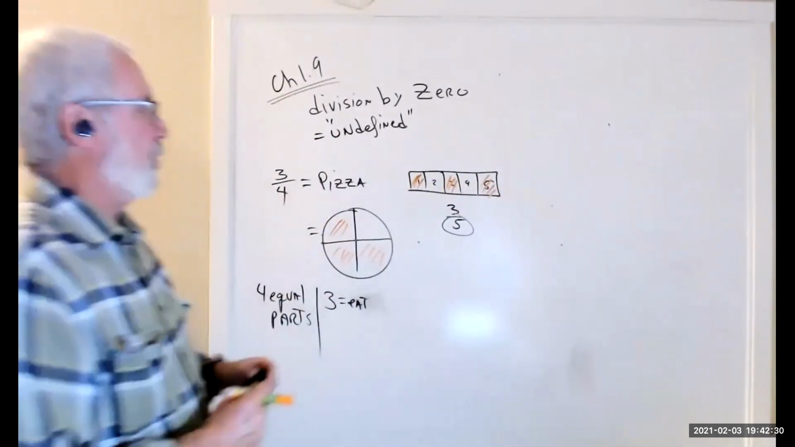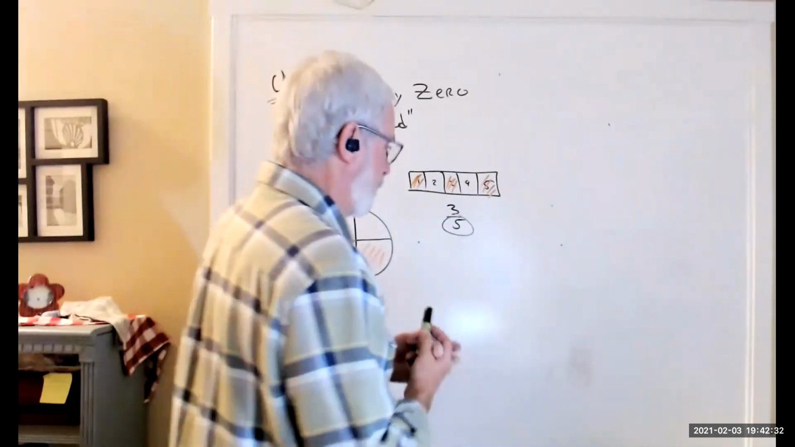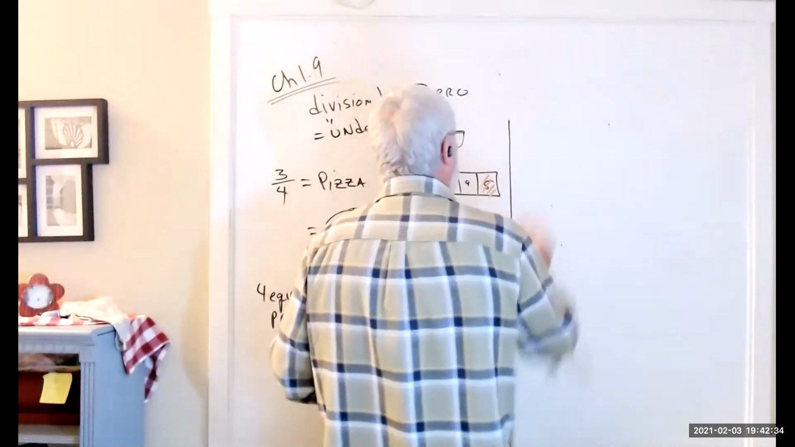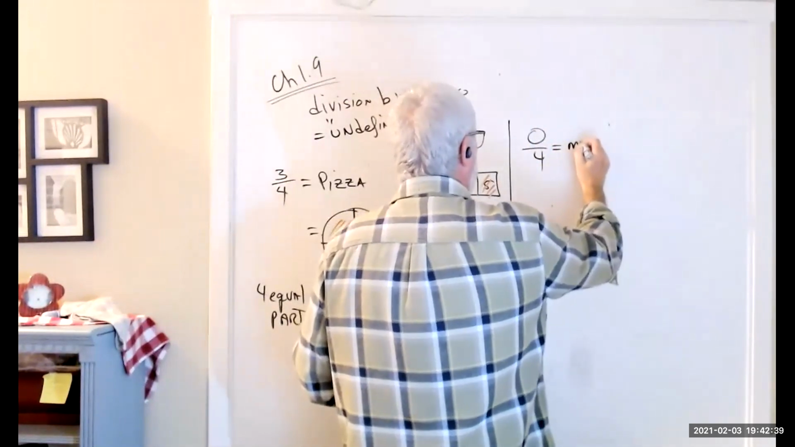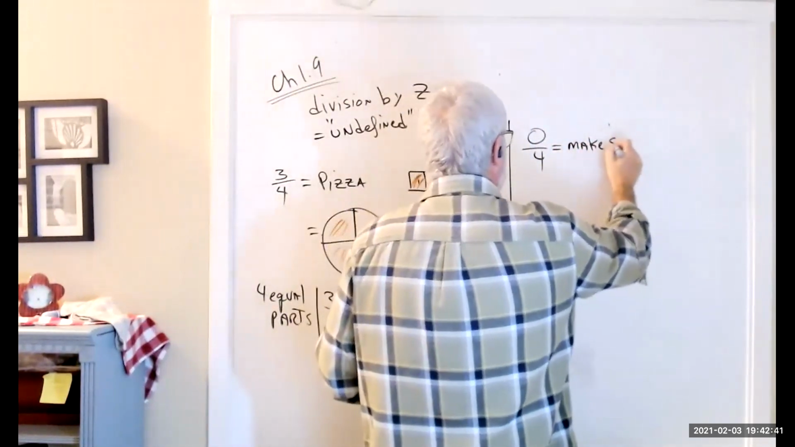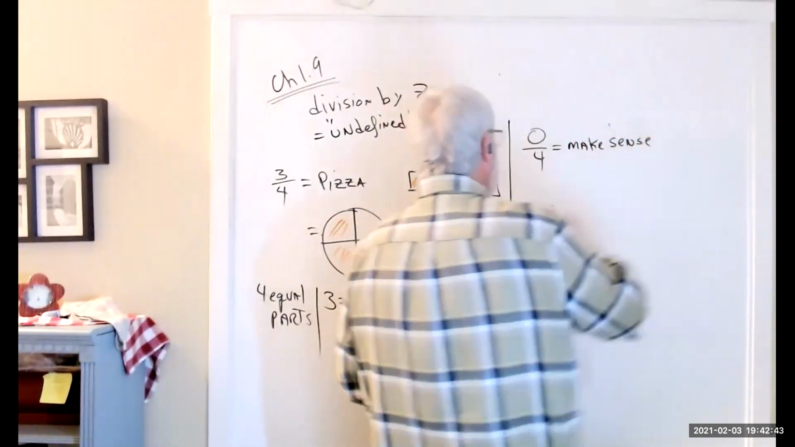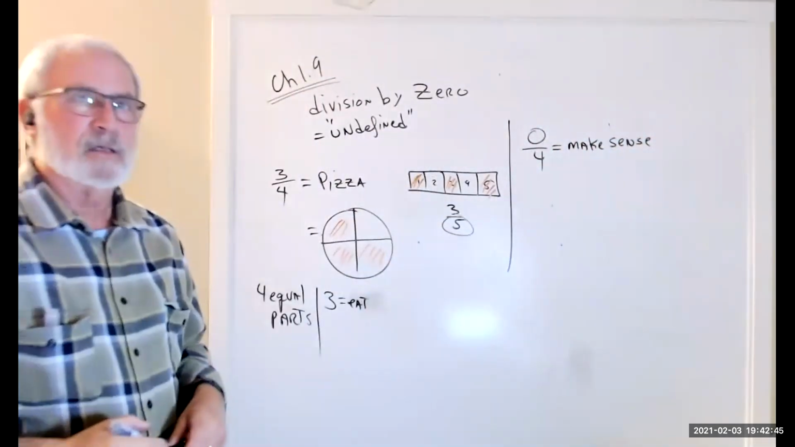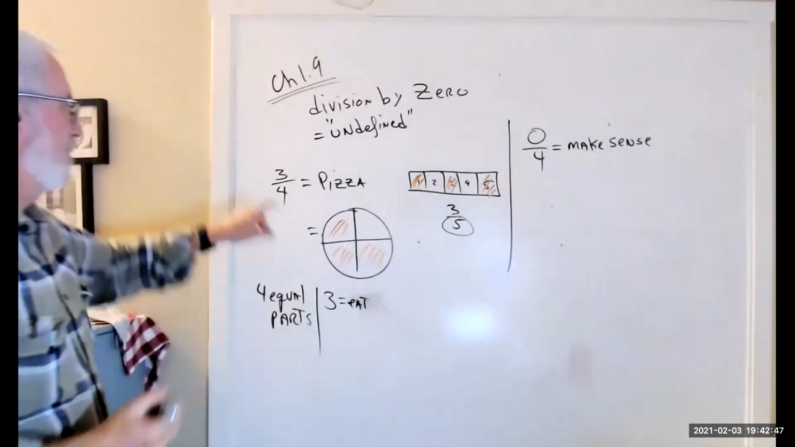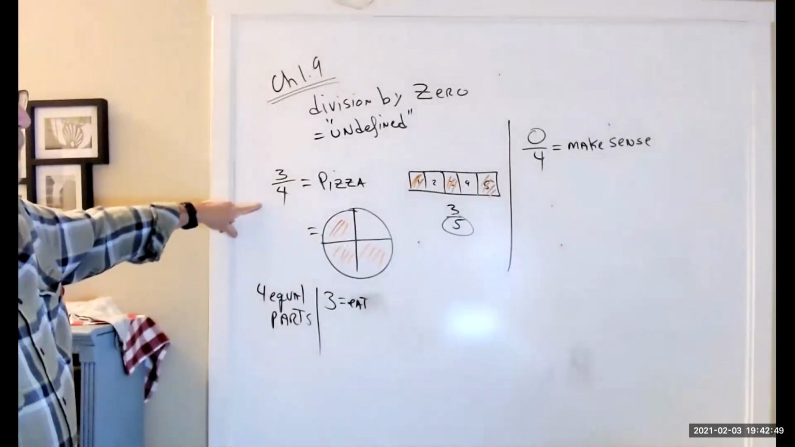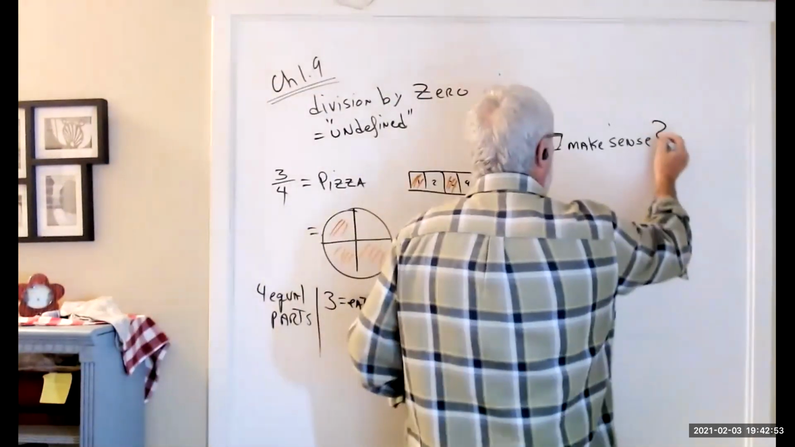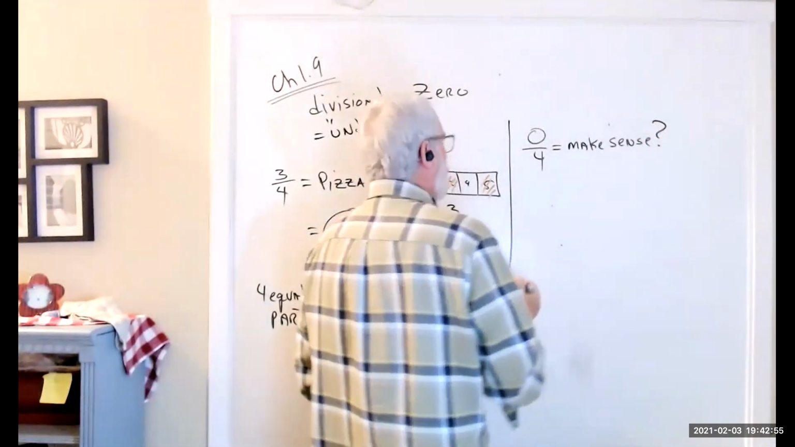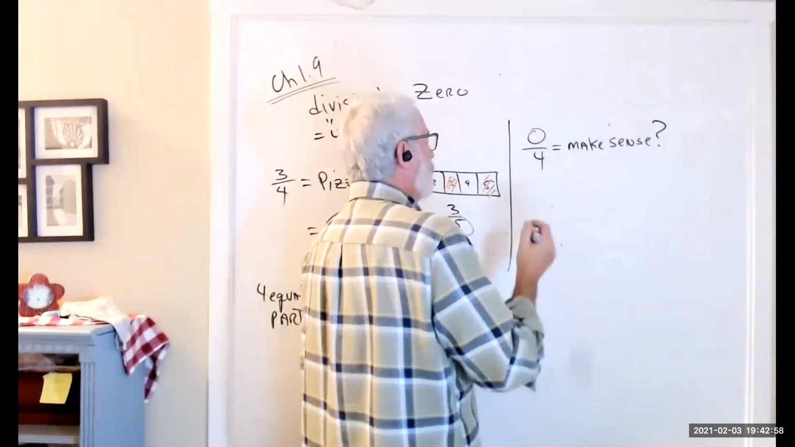Okay, so here's my first question to you. Does 0 out of 4 make sense? Use the pizza concept. What would that mean? 0 out of 4. No pieces. You have eaten nothing from the pizza. You didn't get it. This is you.